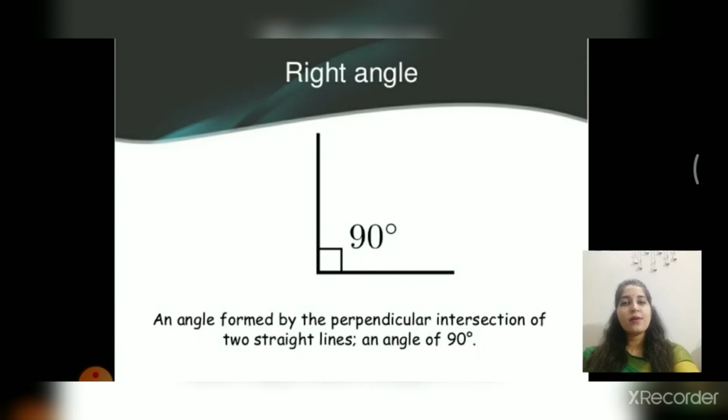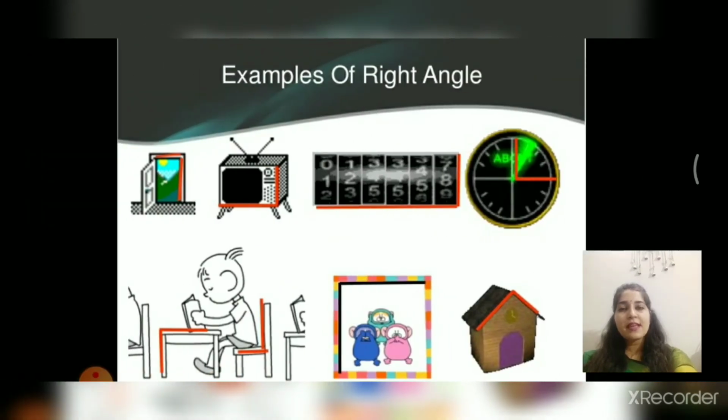Next are right angles. The angle which measures exactly 90 degrees is called a right angle. Some examples of right angles in our day-to-day life are given below. Right angles are represented by red lines in these figures. Identify them and mark them.